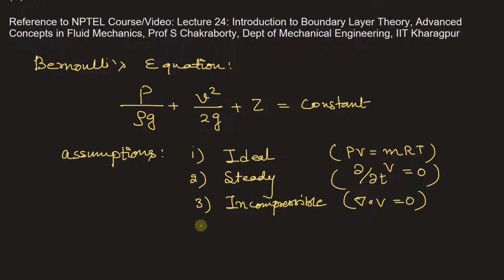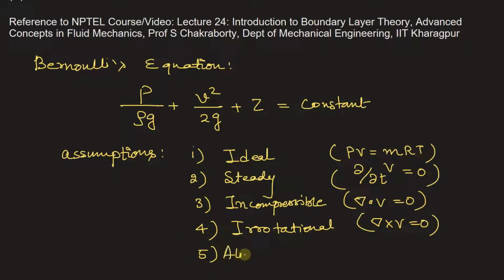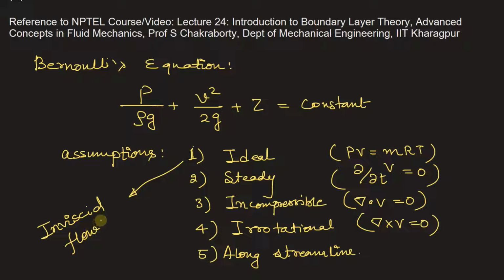Other than this, the flow is irrotational. Number 4, irrotational flow. That means the curl of the velocity will be 0 and flow is always along the streamline. And if the fluid is ideal, that means it is inviscid. So the fluid is inviscid, or we can write inviscid flow. So this is also an assumption of Bernoulli's equation.